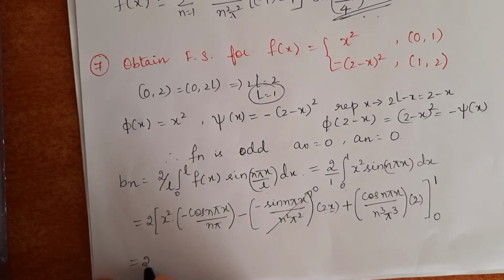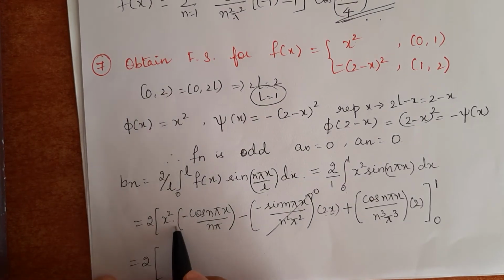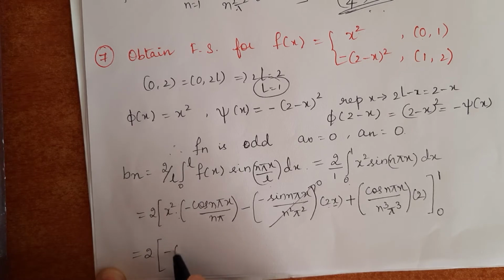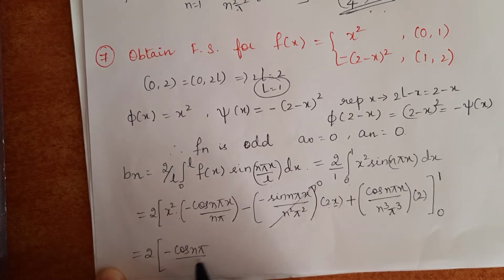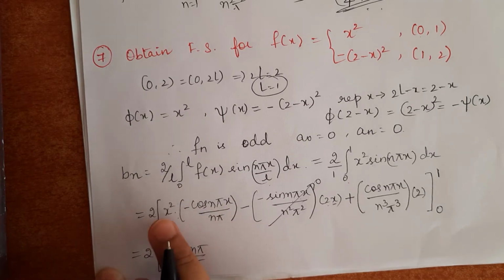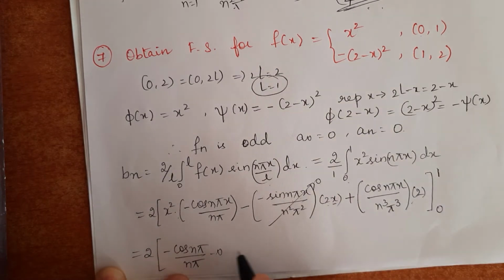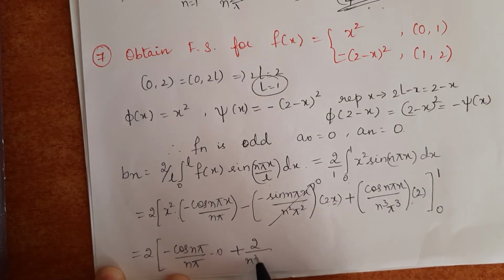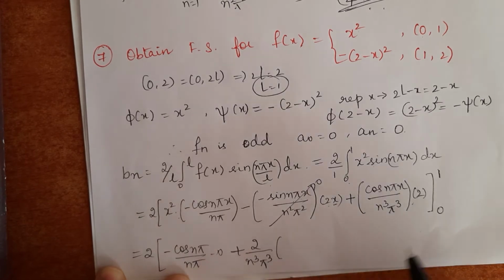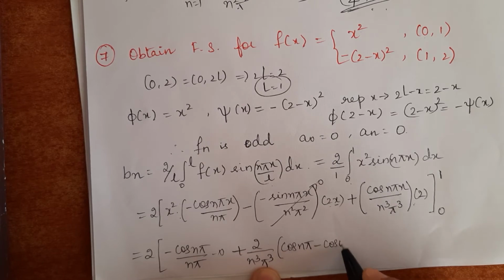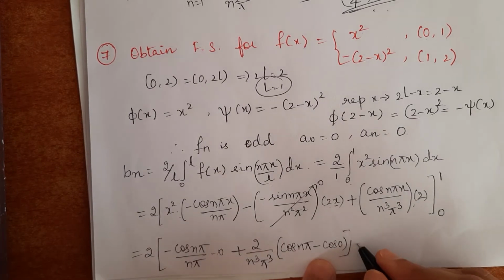So which is equal to 2 into, for the upper limit I should substitute x as 1. So minus 1 square is 1, cos n pi divided by n pi. This is the upper limit value. Minus lower limit is 0, into any term is 0. Then for this term, plus 2 by n cube pi cube into upper limit is cos n pi minus lower limit is cos 0.